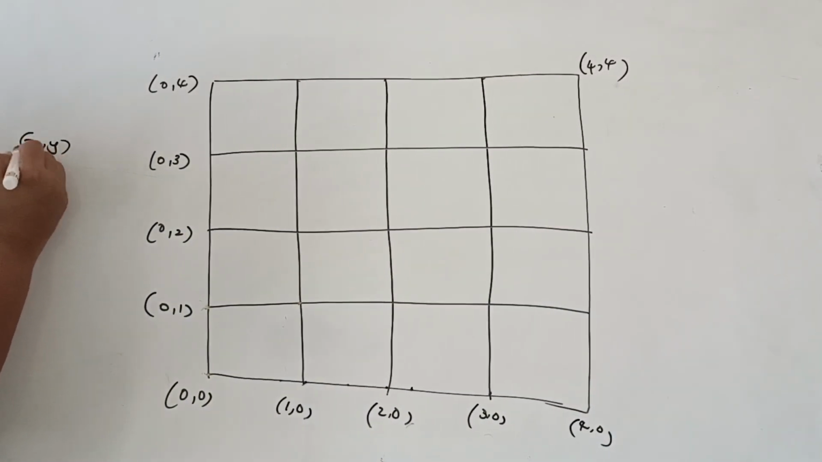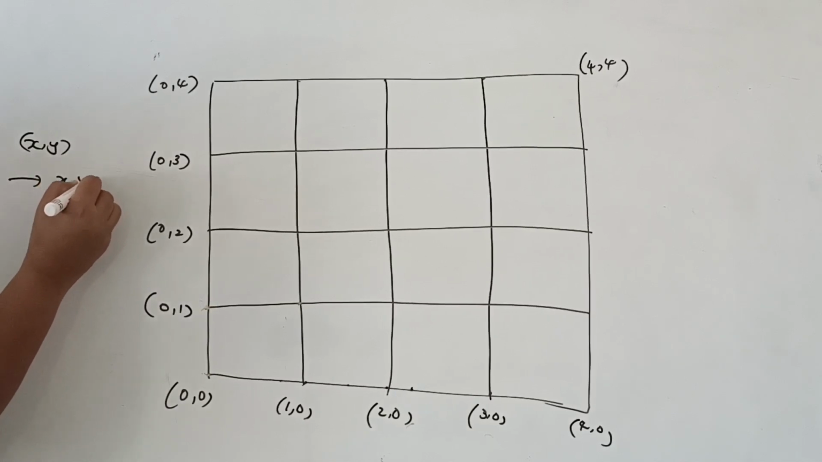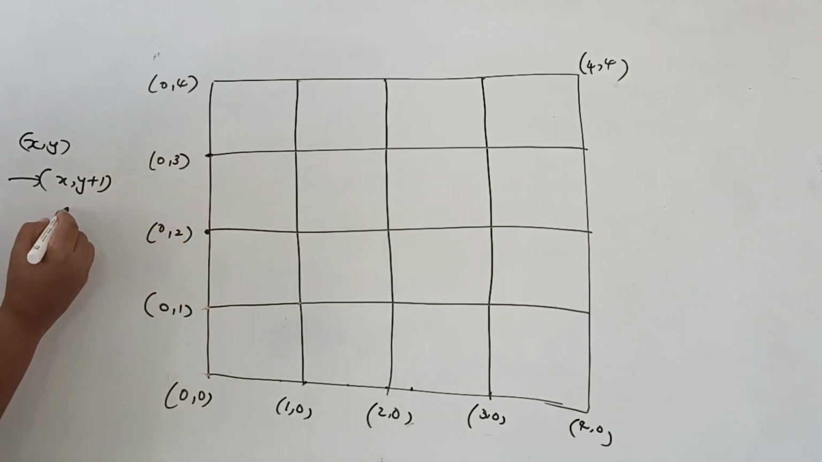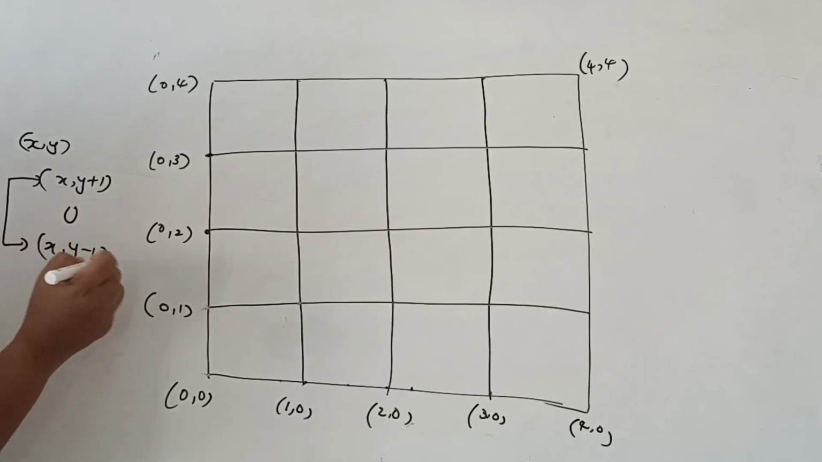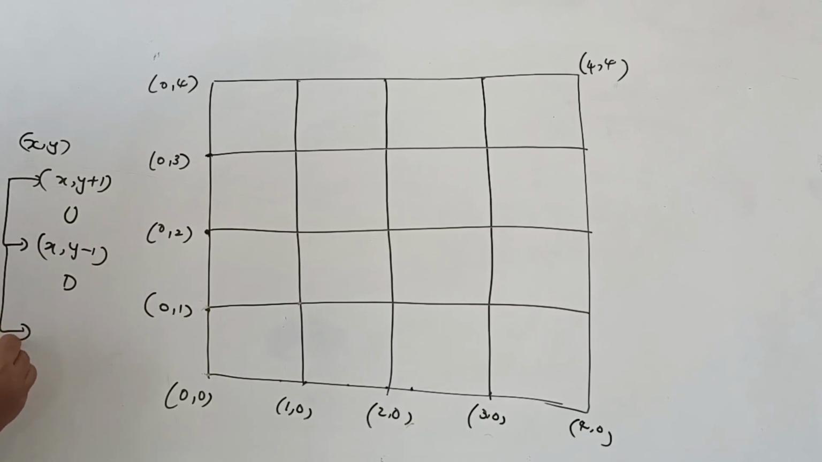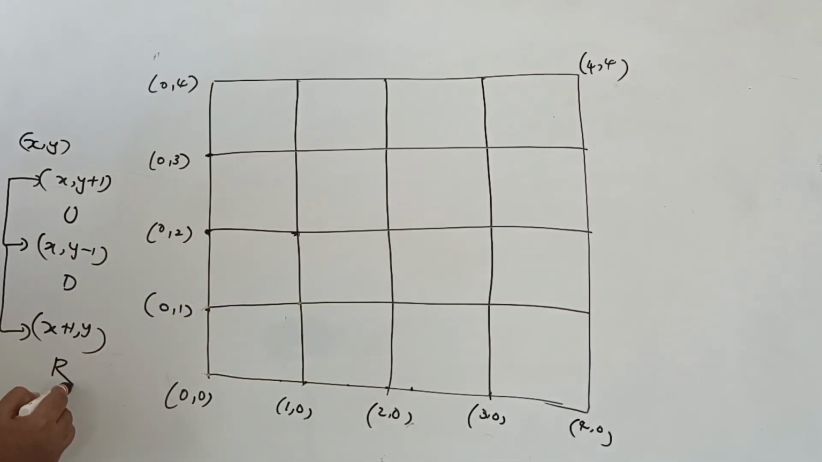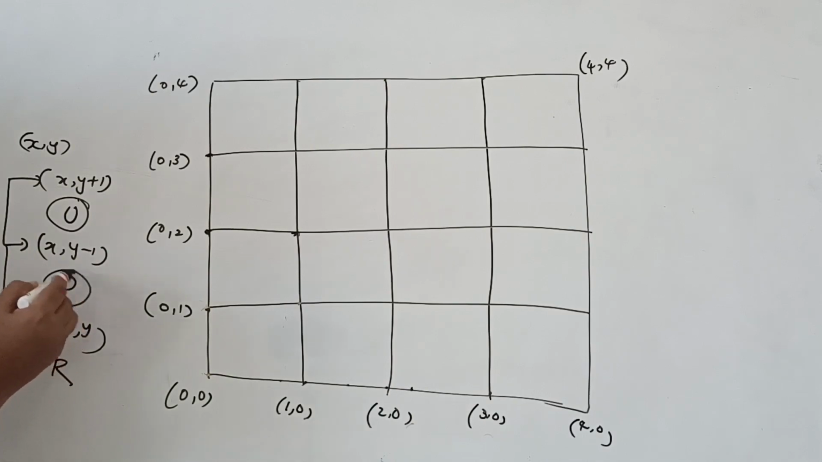From the point x, y, he can move to x, y plus 1. Suppose the person is here, 0, 2, he can move to here, which is called moving up. I represented it as u. Then the next option is x, y minus 1, which means if the person is here, he can go here. Let us call it down. Or he can move to x plus 1, y. From here, he can move here. Let us call it right. So the person can either move up, down or to the right side.